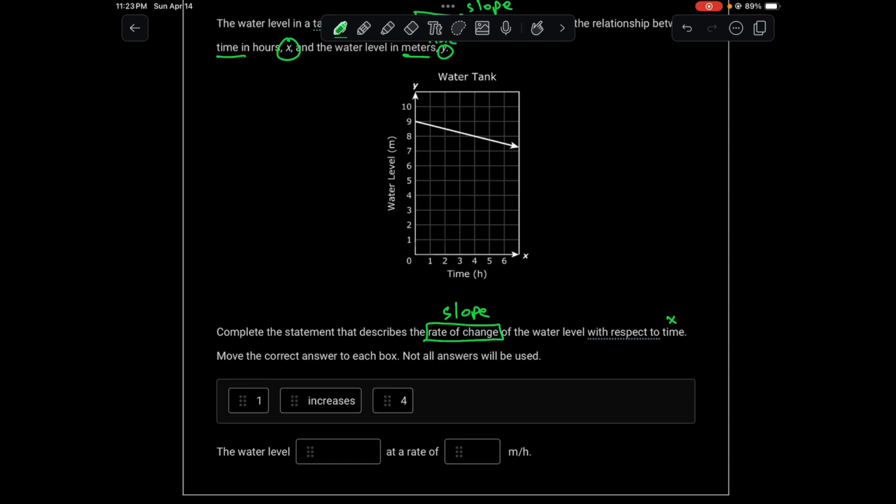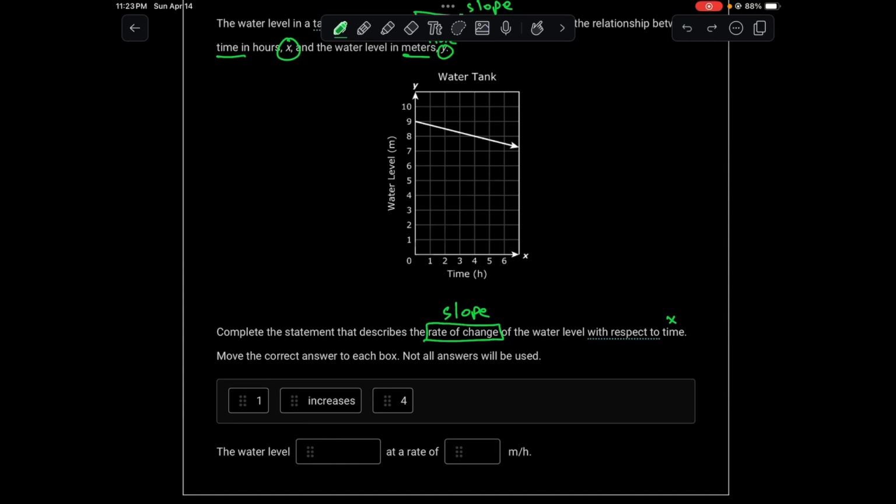Not all answers will be used. Once we press this one, it's going to give us some options, some numbers. Here it's going to be increases, decreases, and here it's going to be some other numbers. Obviously the first box is the long one, it's going to be a word, and we have to choose whether we put increases or decreases.